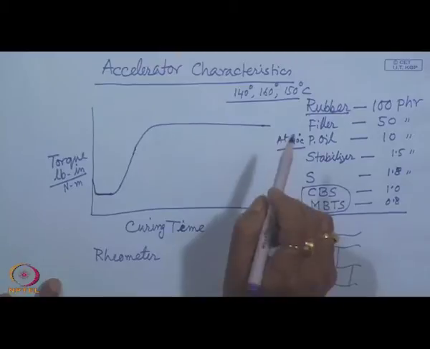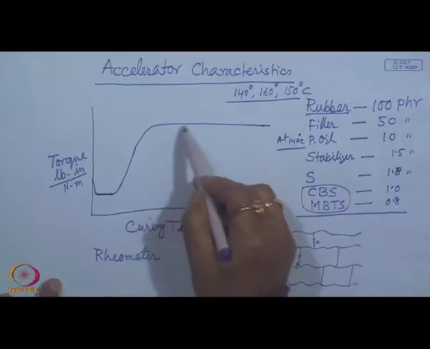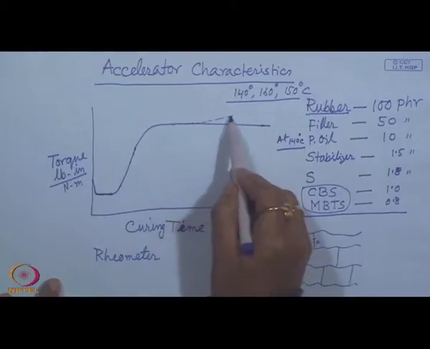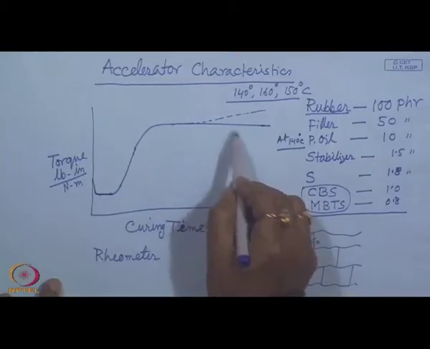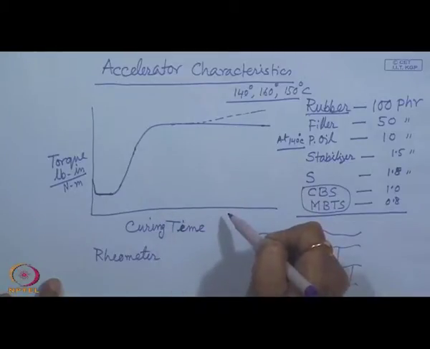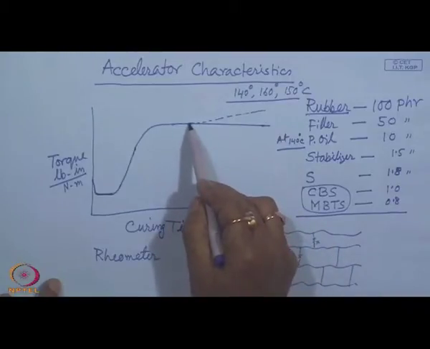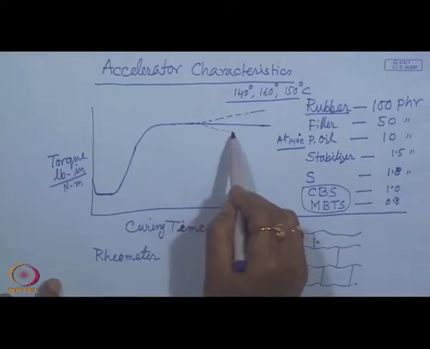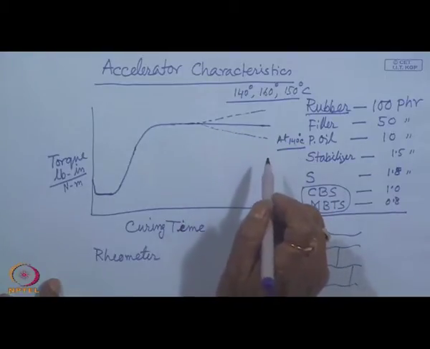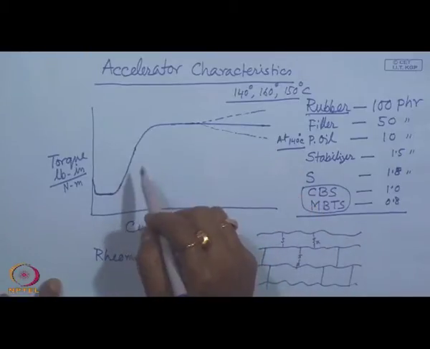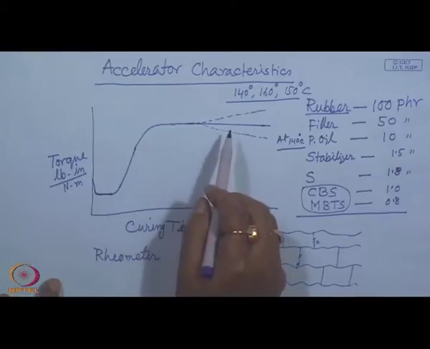Now, there can be another kind of curve where, instead of the torque rising and becoming parallel to the time axis, it can come down. These different cases can occur. This is known as a cure profile or cross linking profile, and this is the characteristic of the accelerator.